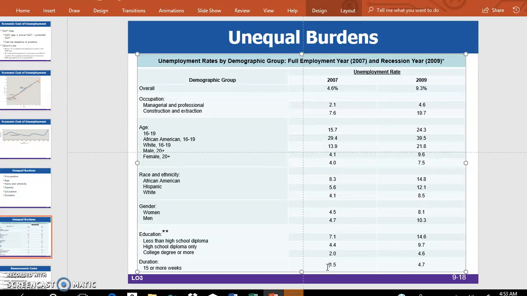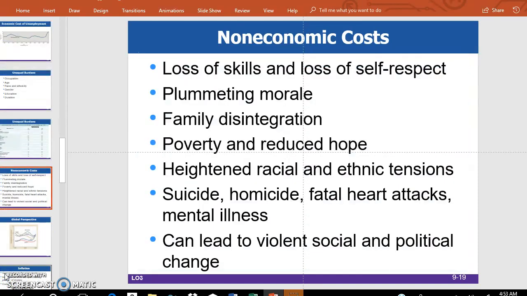See, so in 2007 if someone became unemployed, even after 15 weeks, only 1.5% remained unemployed. See, but in 2009, even after 15 weeks, 4.7% remain unemployed. So the longer the duration of unemployment, the heavier will be the burden of unemployment, right? So that was the picture in 2009 in the Great Recession, right?